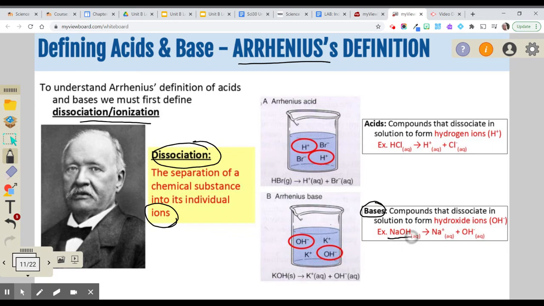There's an example here of sodium hydroxide dissociating into the two ions that form sodium hydroxide. You have the sodium ion, which is a sodium positive ion, and then you have the hydroxide ions. And these hydroxide ions are what Arrhenius defined bases as. Bases are compounds that dissociate to form hydroxide ions, whereas acids are compounds that dissociate to form hydrogen ions, H positive. So that was Arrhenius's definition for acids and bases.